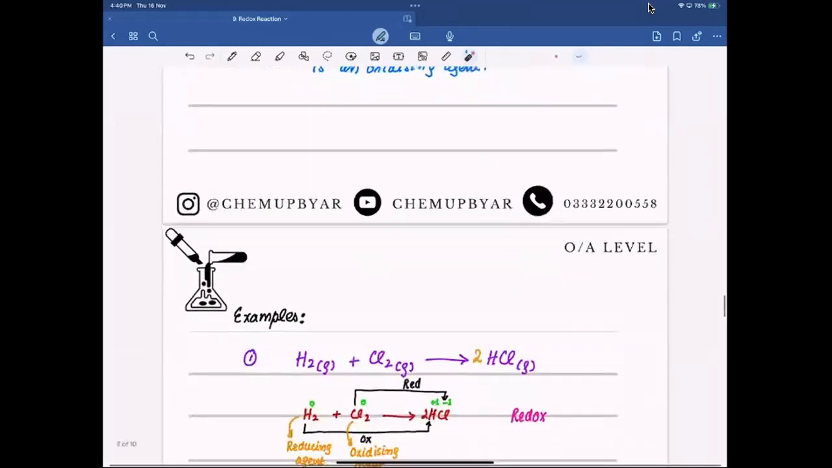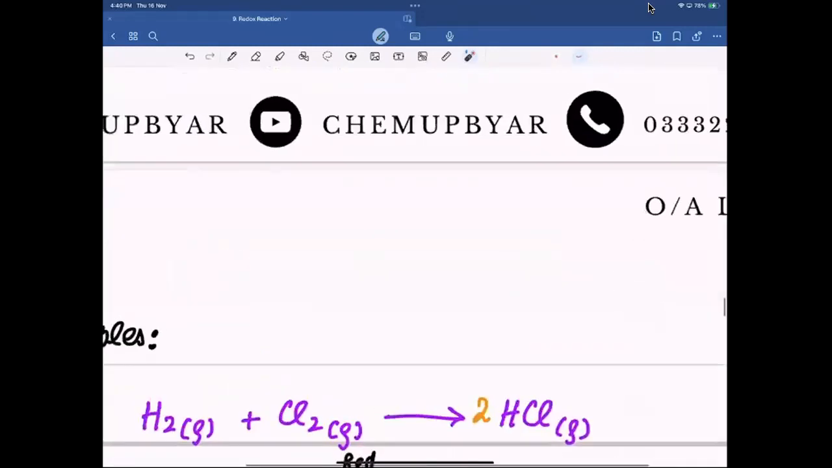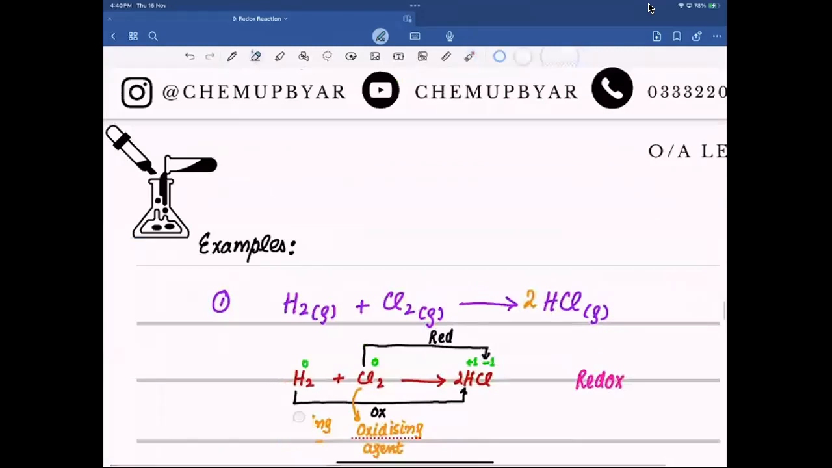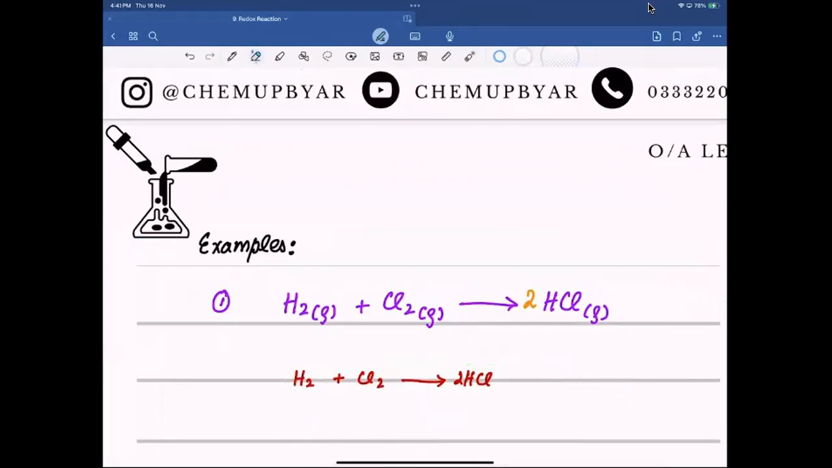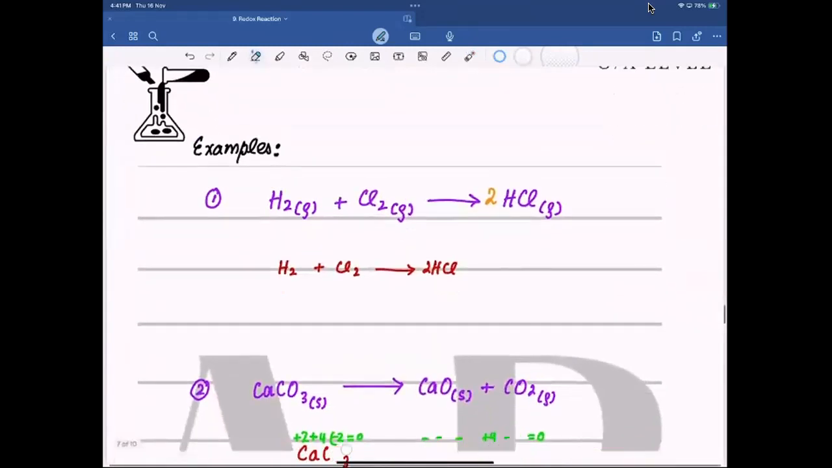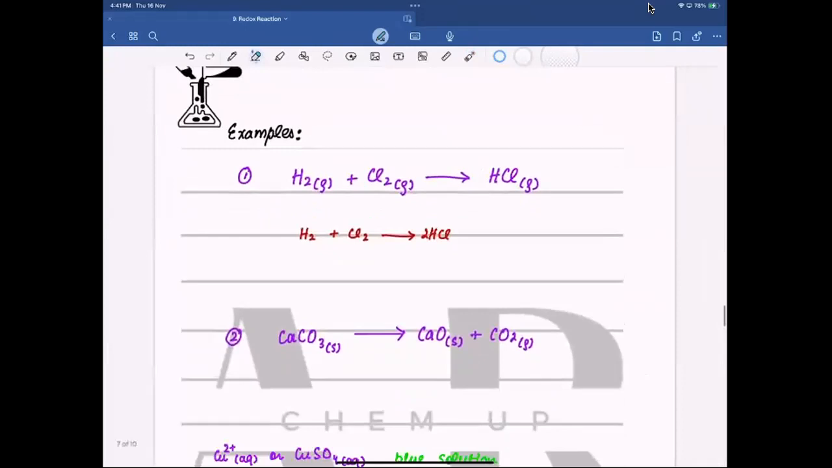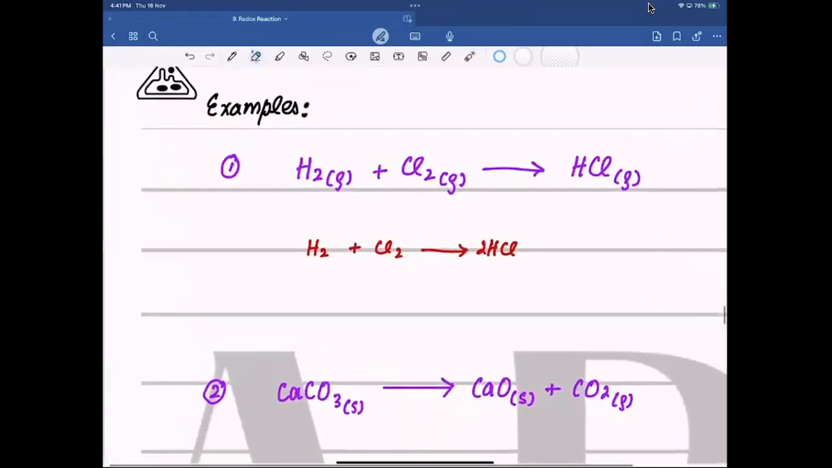Now, we are going to observe a few examples. Okay, just note down the examples. Then I'm going to discuss these.